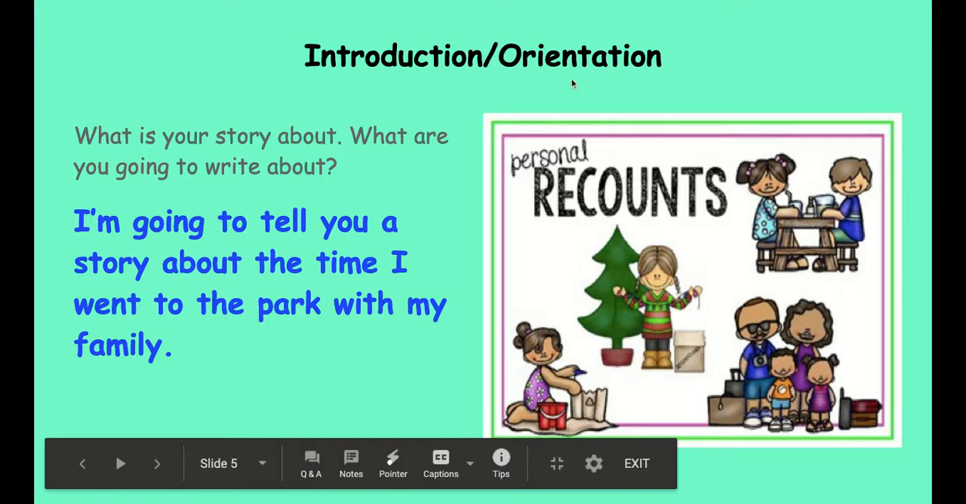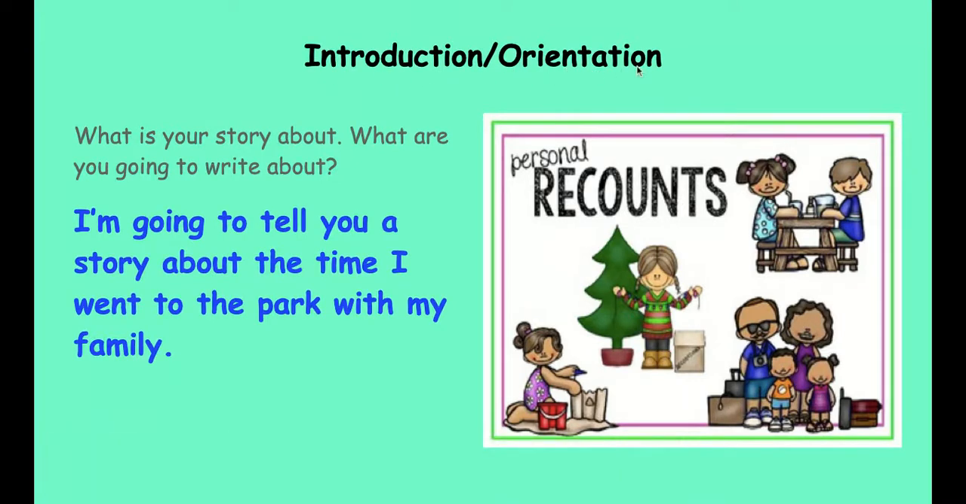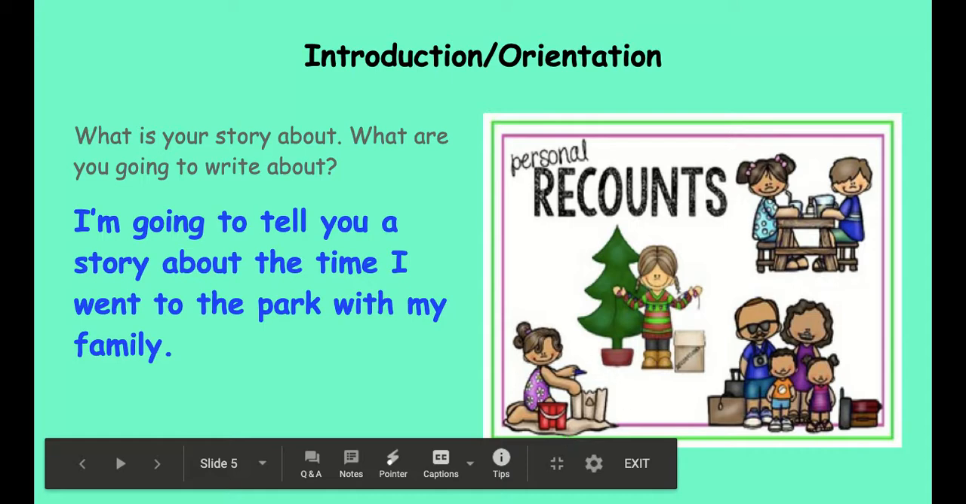All right, so introduction, orientation. Remember, the orientation tells you what you're going to write about. So you're telling the reader or the audience what you're writing about or what story you want to talk about. For example, I'm going to tell you a story about the time I went to the park with my family.